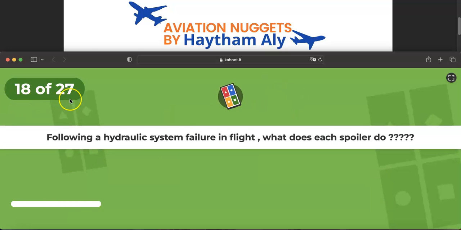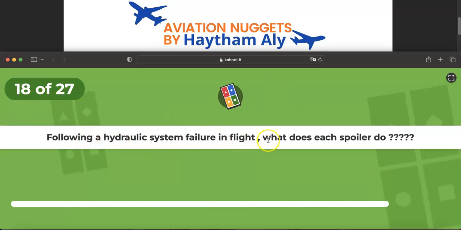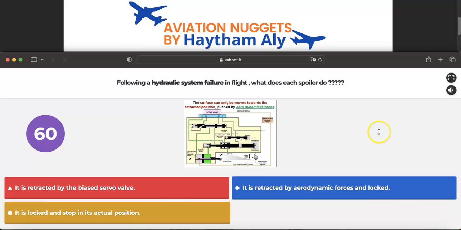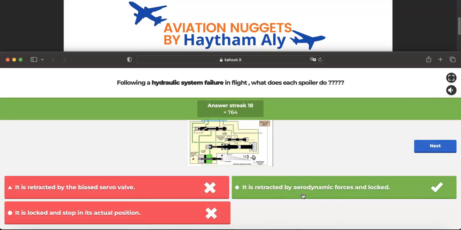Question 18 of 27. Following a hydraulic system failure in flight, what does each spoiler do? We have a statement here: the surface can only be moved toward the retracted position, pushed by aerodynamic force, and it is a logic. So it is retracted by the biased servo valve, it is retracted by aerodynamic forces, and locked. It is locked and stopped in its actual position. So the right answer is, it is retracted by aerodynamic force and locked.